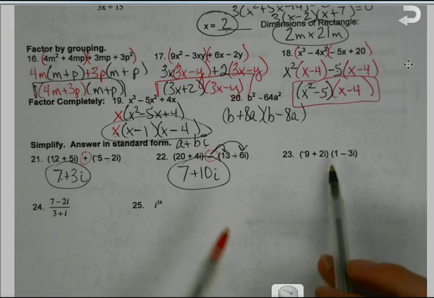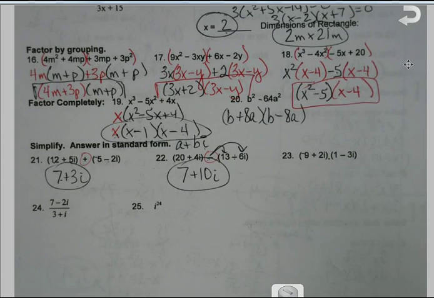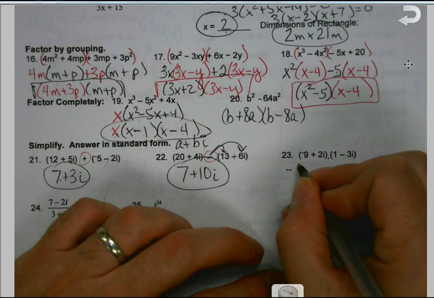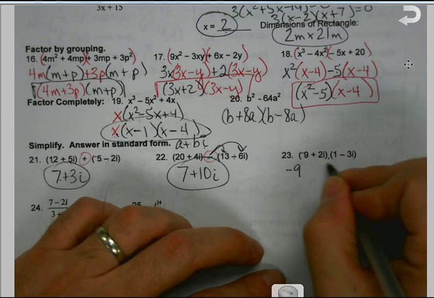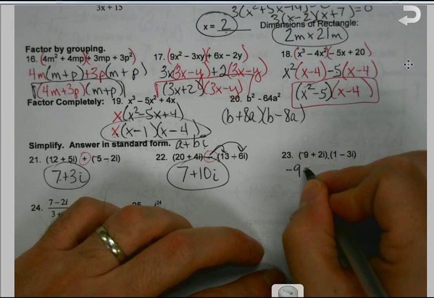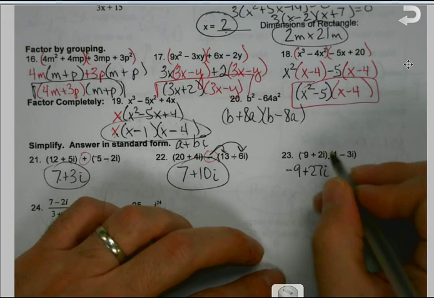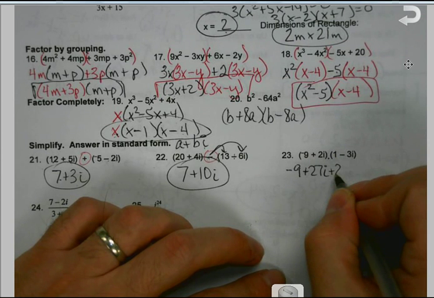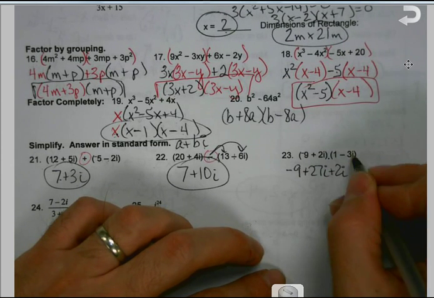But notice when I get to 23, now there's no symbol in the middle. Now I'm multiplying. I have to FOIL this out. So as I do that, I got my first, got my outer, which is plus 27i, my inner, and my last.